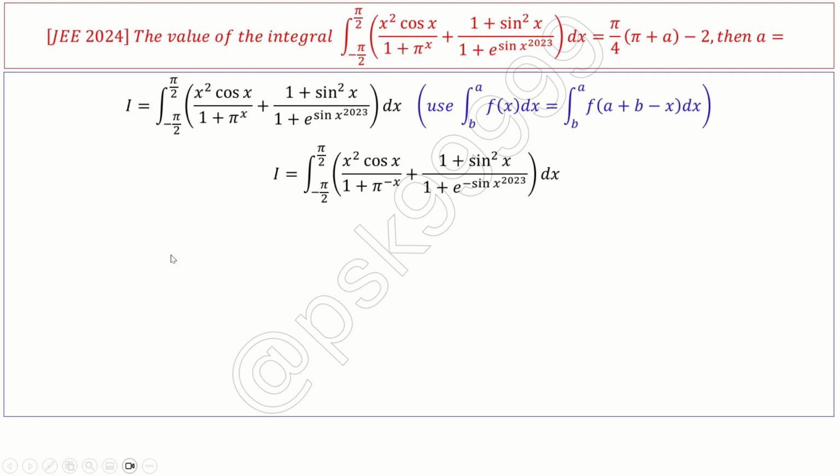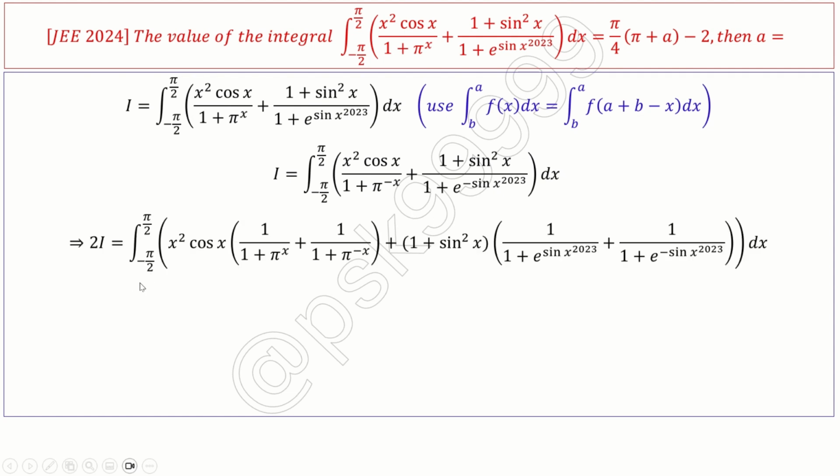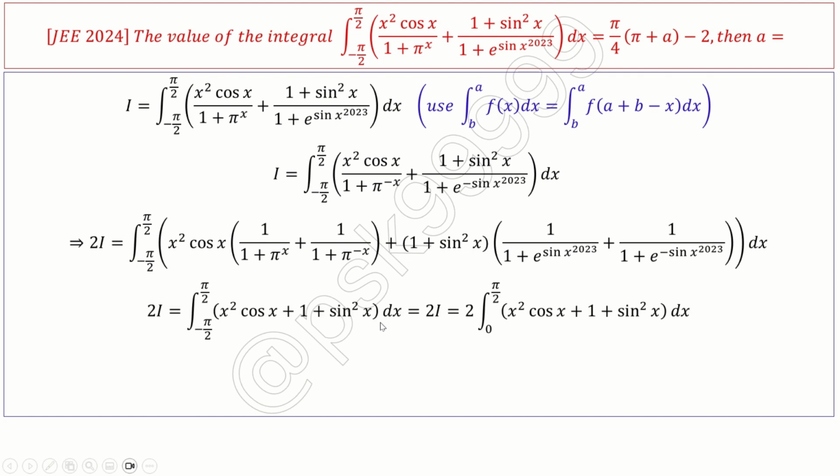So if I add these two, 2I is nothing but the integration from minus pi by 2 to pi by 2 of x square cos x, which is common, times 1 by 1 plus pi to the power of x plus 1 by 1 plus pi to the power of minus x. Okay, if I write this as 1 by pi to the power of x, this whole thing will become 1. Similarly here, the second part, this whole thing will become 1, correct? So I am left with a simple integration now.